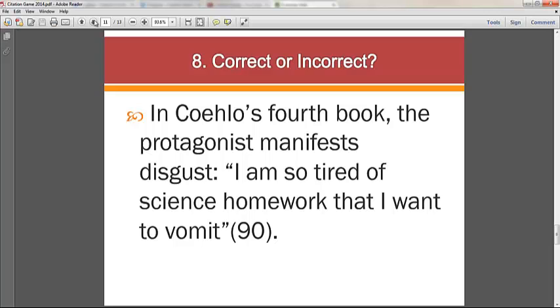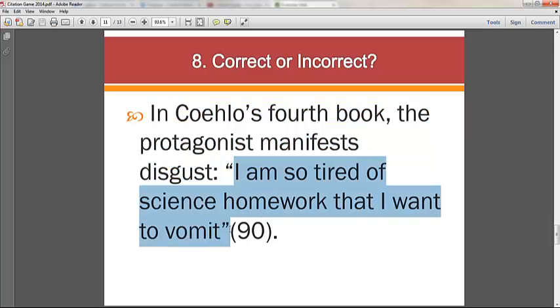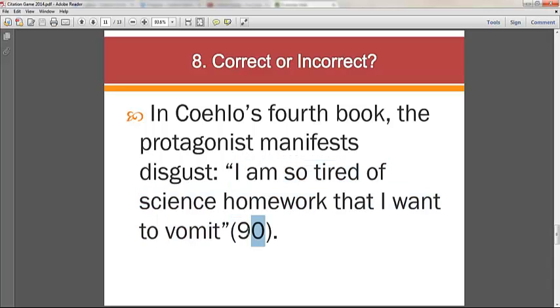Number 8. In Coelho's fourth book, the protagonist's manifesto discusses: "I am so tired of science homework that I want to vomit." (90). Well, correct. This one has an introduction, although the introduction is a little bit different. It starts with a colon instead of a comma. This is a more sophisticated way to introduce a quote, as long as the quote is a complete sentence. There's a page number at the end, in parentheses, and we don't need the author's last name because the author is already mentioned in the introduction to the quote.